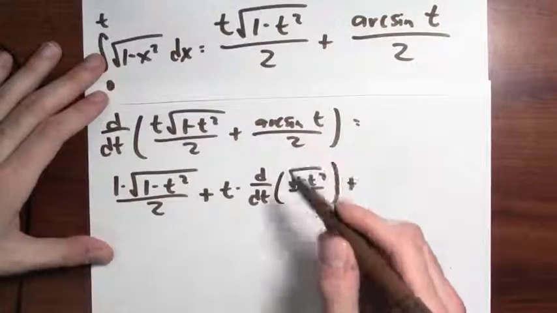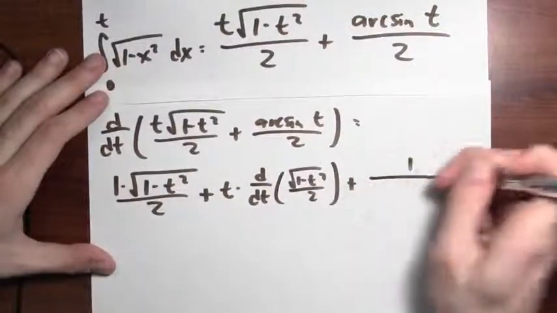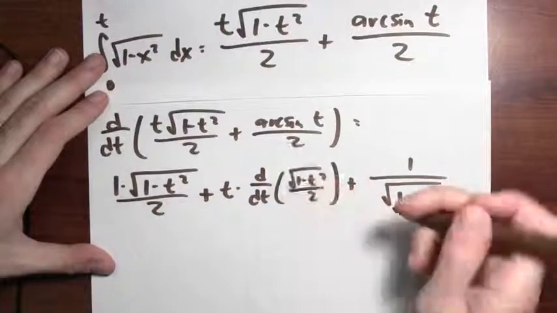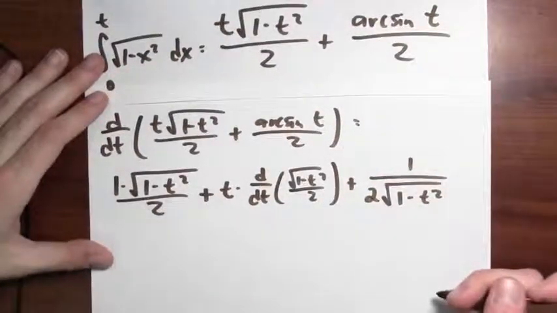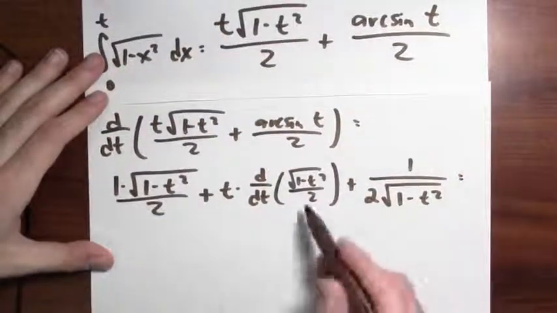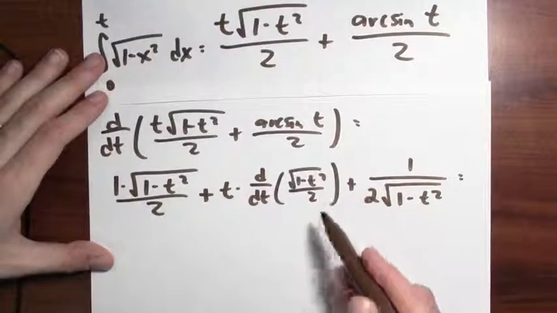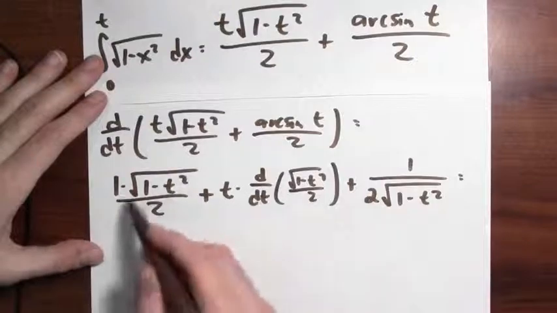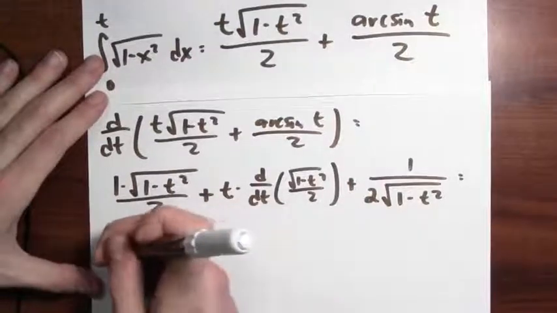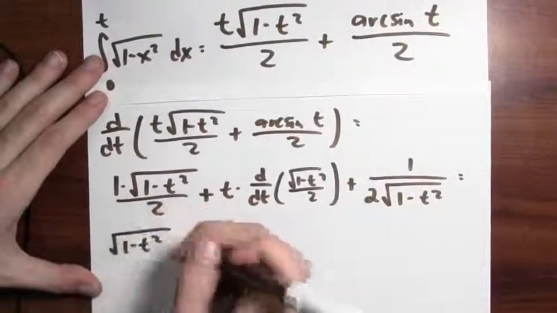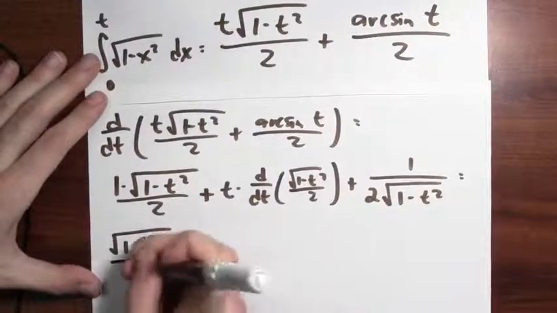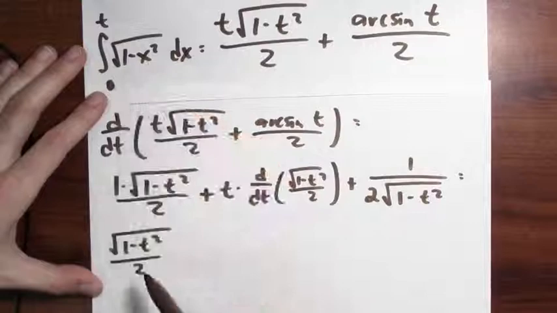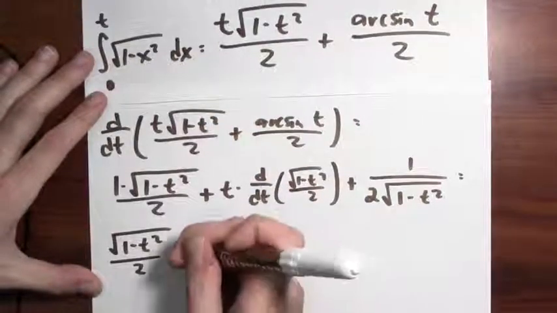Well, the derivative of arcsine is 1 over the square root of 1 minus t squared, but then it's over 2, so I'll put a 2 there. Okay, so we're making some progress. I've still got to differentiate the square root of 1 minus t squared over 2, so well, let's just keep going. So this first term is looking really great. This is the square root of 1 minus t squared over 2, and of course I'm trying to get the square root of 1 minus t squared, so that's looking pretty good.